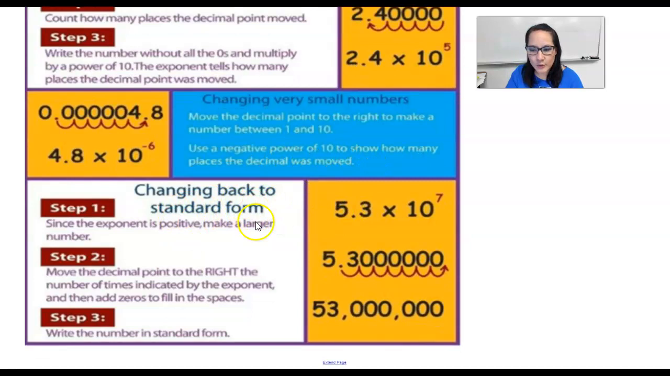Changing back to standard form, you're going to look and see if your exponent is positive or negative. If it's positive, you need a larger number, which means you're going to move the decimal to the right. If it's a negative exponent, you need it to be a smaller number, which means you'll move your decimal to the left in order to get back into standard form.